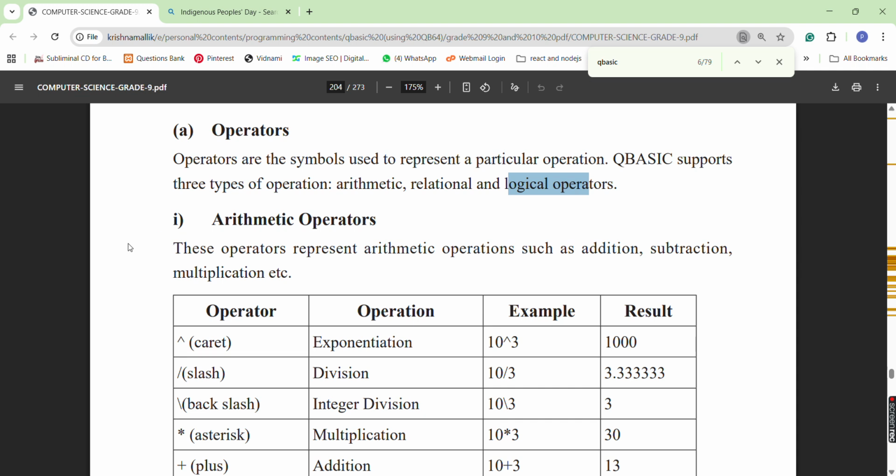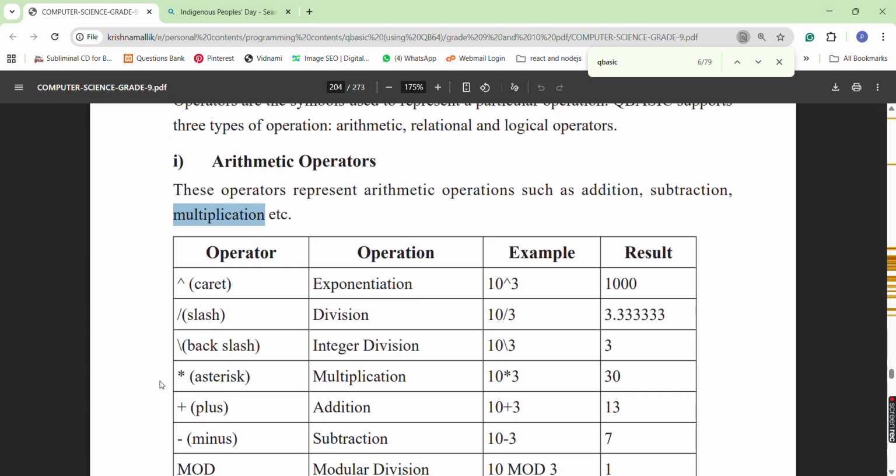Now let's see first what an arithmetic operator is. An arithmetic operator is an operator which is used for arithmetical calculation. Simply, we can say addition, subtraction, multiplication, finding power, etc. So here are the types.